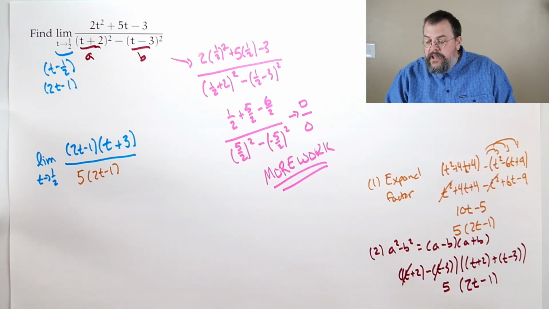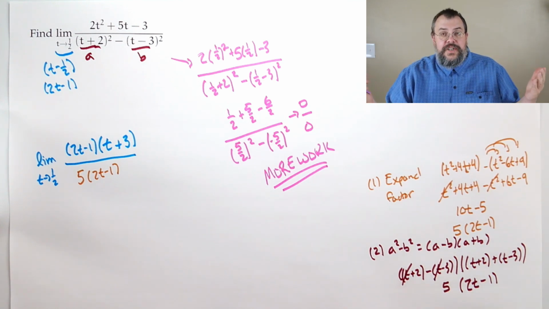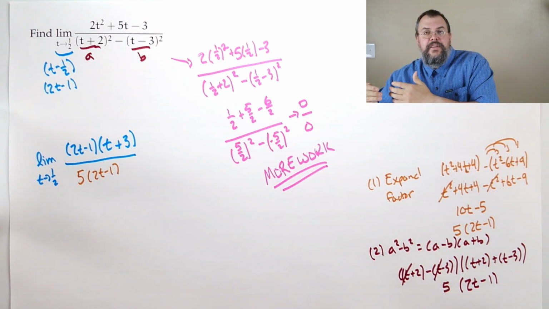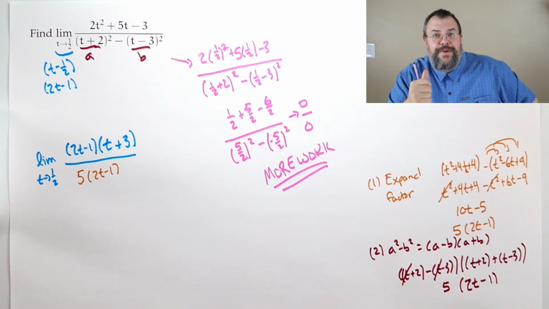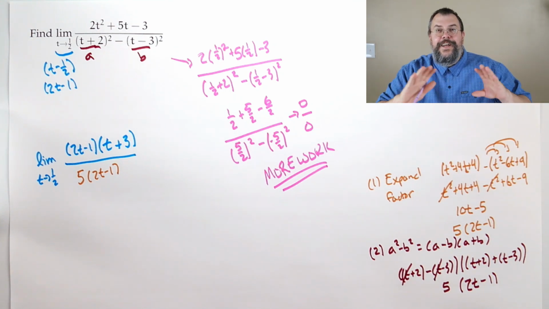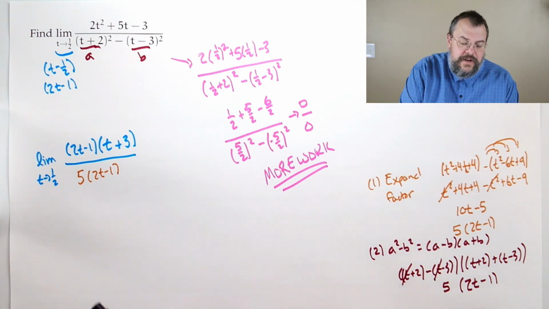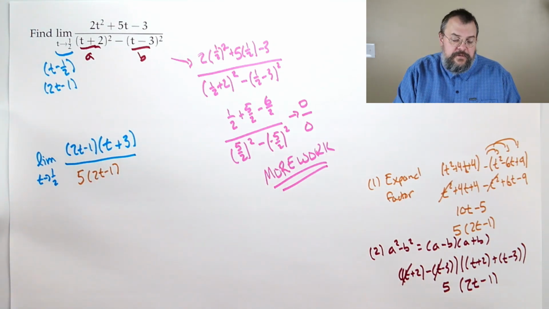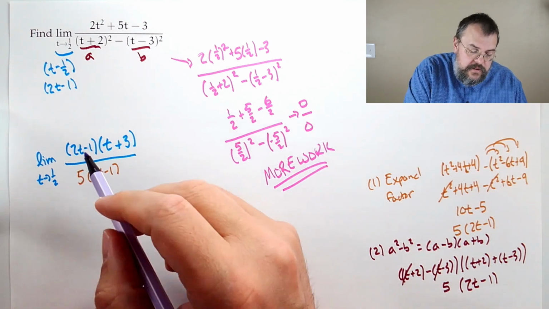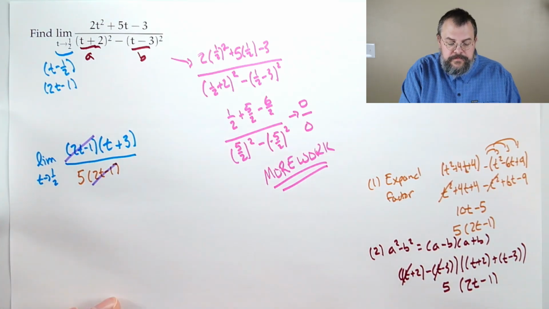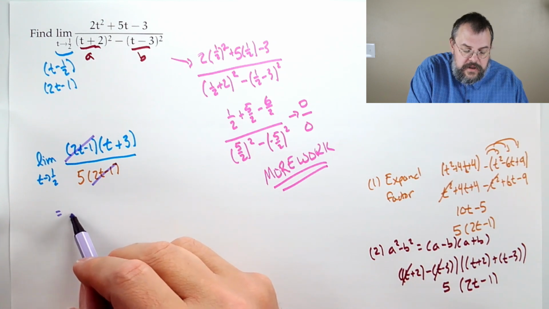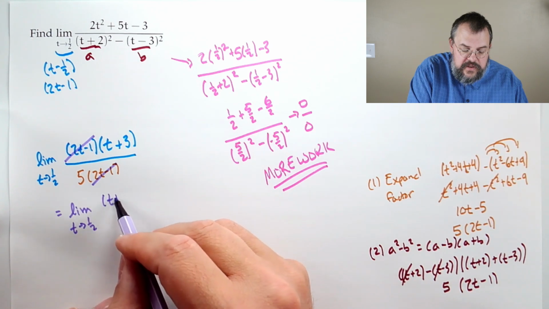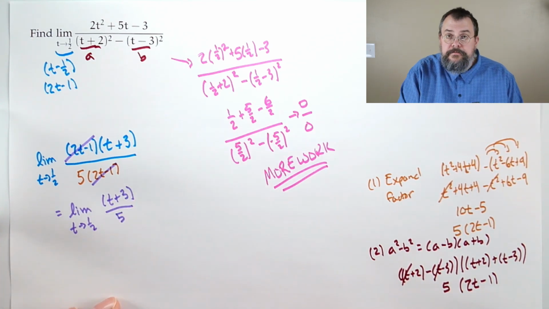Oftentimes, most of what we do in math is saying, I have a complicated expression, I'm trying to get to an answer, let me do a sequence of moves that makes things simpler and simpler. And maybe, if I make things simple enough, it'll all work out. So here, we can cancel the 2t minus 1s. They're common. And similar to the last problem, we're allowed to cancel them because they're not going to be 0. So what do we get? We get the limit as t goes to 1/2 of t plus 3 over 5.